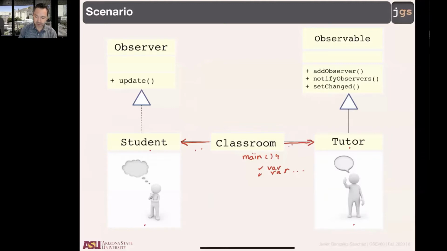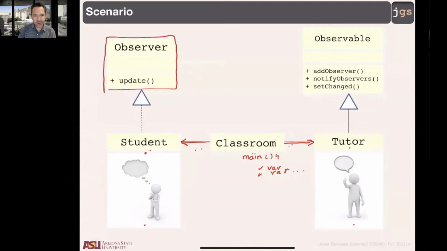Anyway, student and tutor, that is what I need. Now, I need them to observe one another. What I need to do is use the Java API, and in the Java API you have these two classes. Class number one, you have the class, or interface, named Observer.